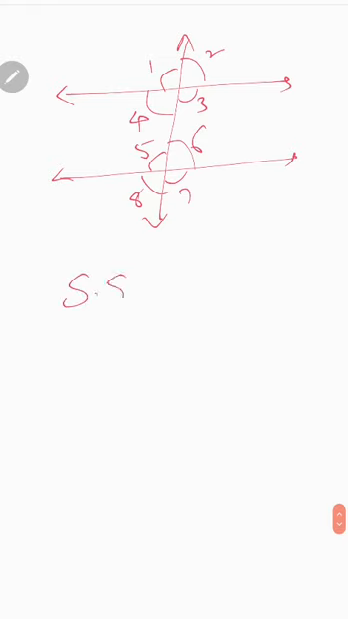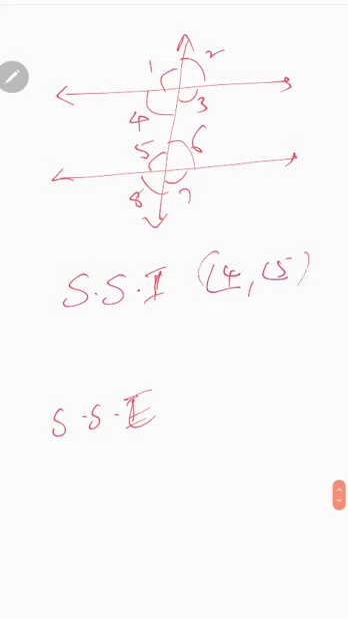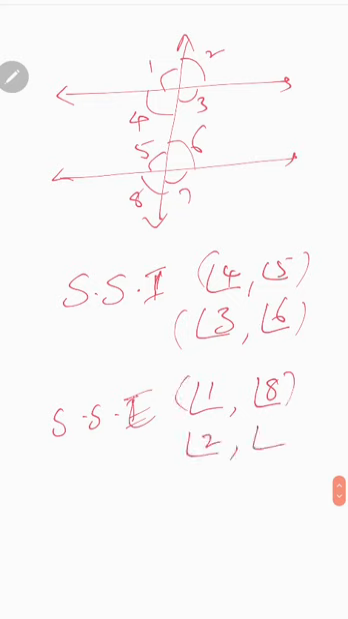And now another one is same side interior angles and same side exterior angles. So what are these? See, same side interior angles means angle 4 and angle 5, angle 3 and angle 6, angle 1 and angle 8, angle 2 and angle 7. In total, again we have 4 pairs of angles.